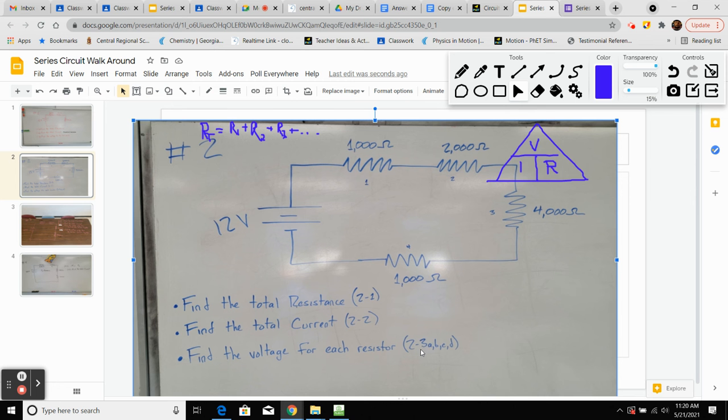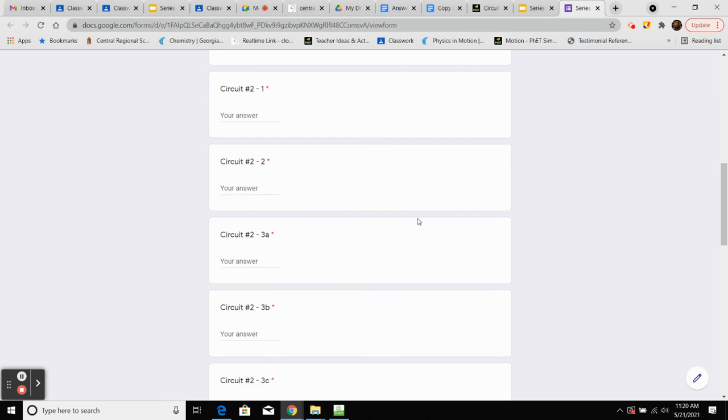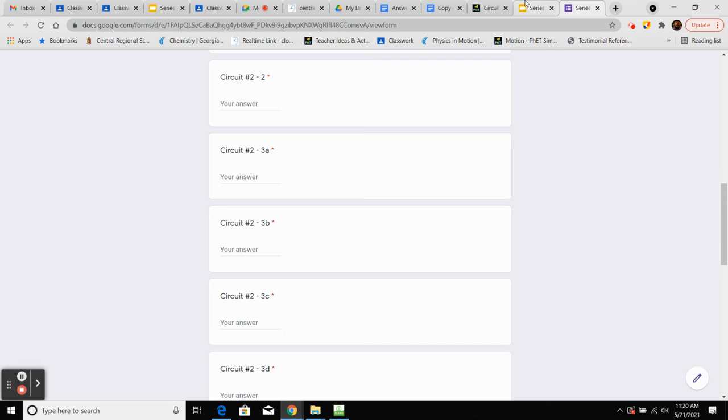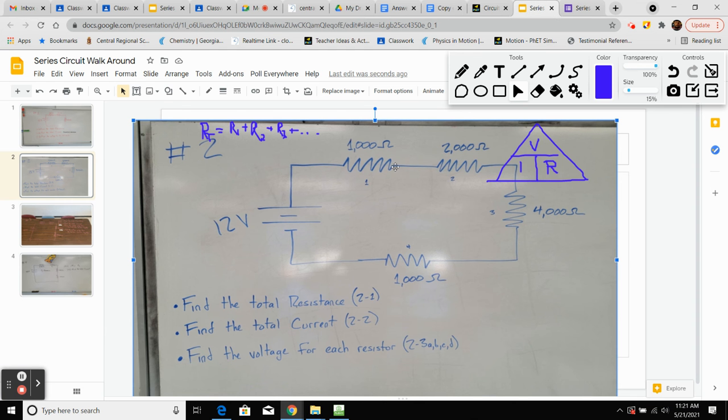So this would be 2-3, A, B, C, and D. We'll be solving for these here. So you need total resistance. Very, very simple. If you have all the resistors here, add them all up, get your RT.